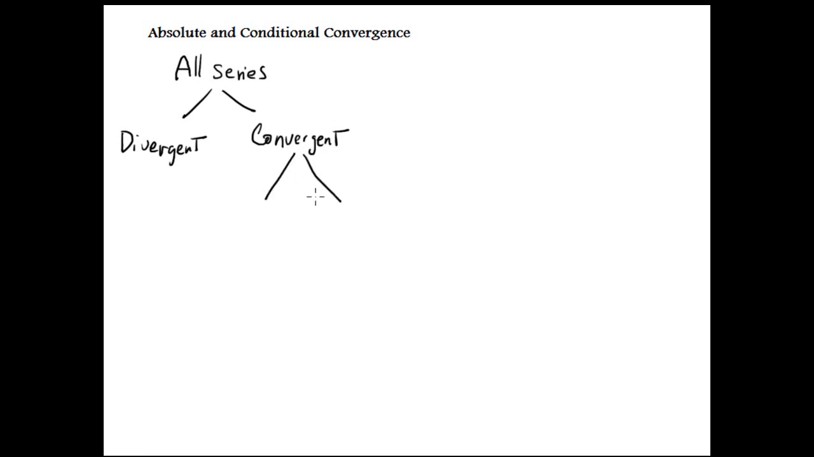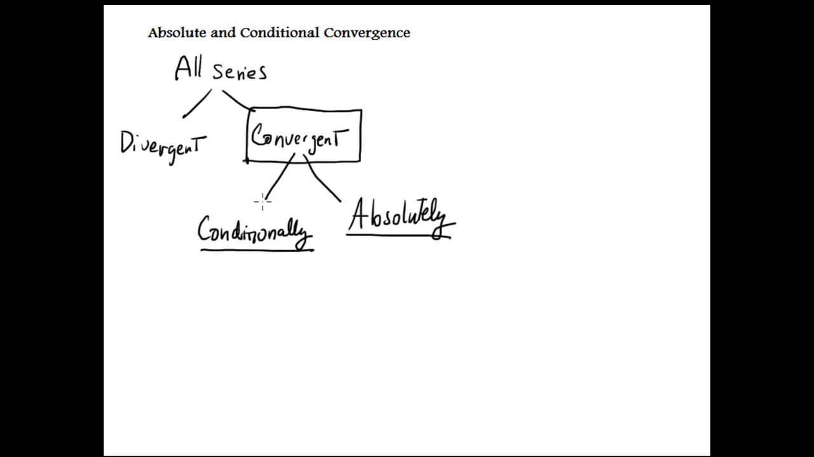Okay, so far we classify the series. But now classification: convergence, absolutely convergent, conditionally convergent. What is the definition of absolutely convergent?